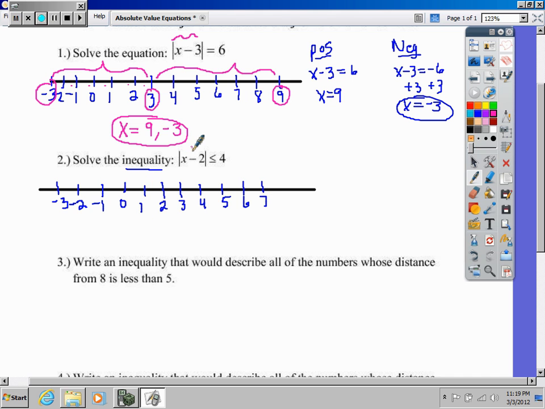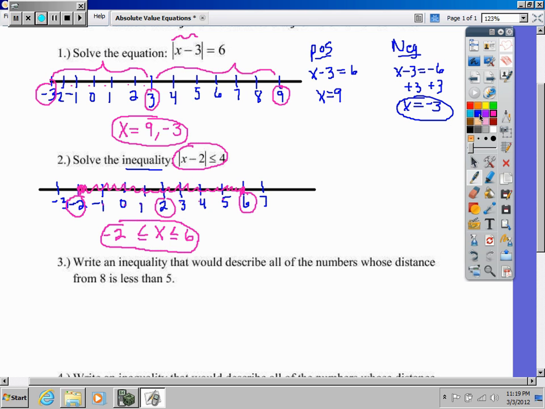Now, here's the deal. It says the distance from 2 has to be less than or equal to 4. So if I go 4 units over from 2, I'd be at 3, 4, 5, 6. And if I went 4 to the left, I'd be at 1, 2, 3, 4. But the distance has to be less than or equal to. So it could be any of those numbers, but also anything in between. So when we put this all together, it appears that x is less than or equal to 6, greater than or equal to -2. Any of those values would make this inequality true.